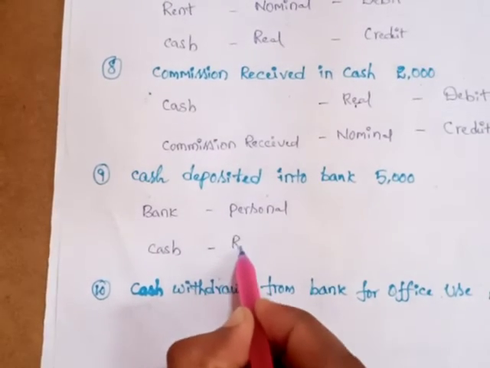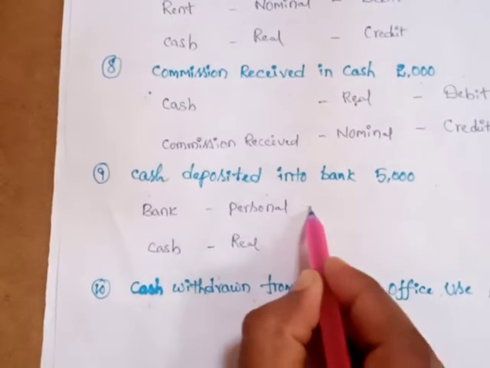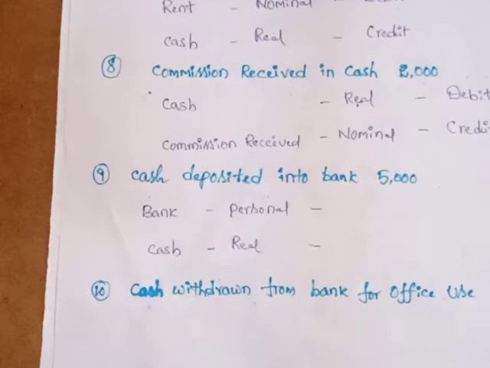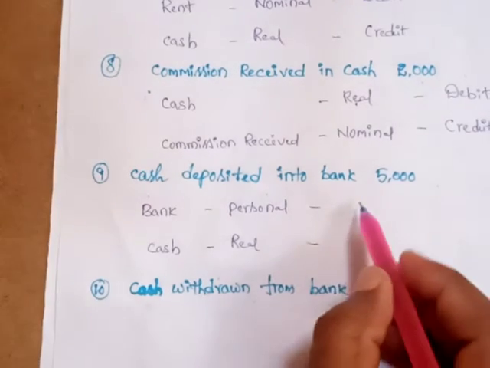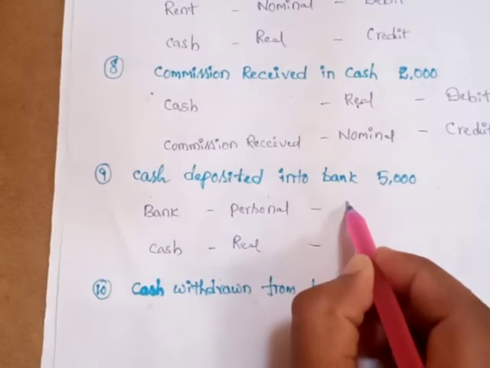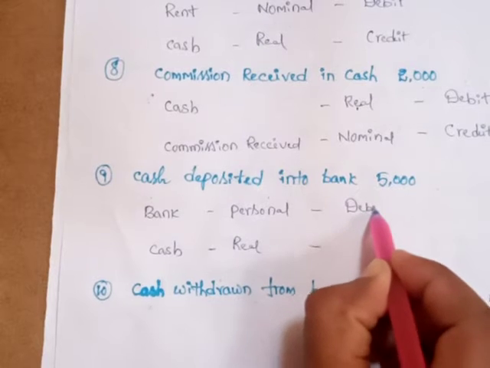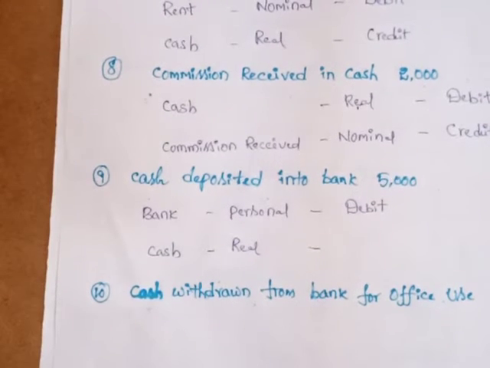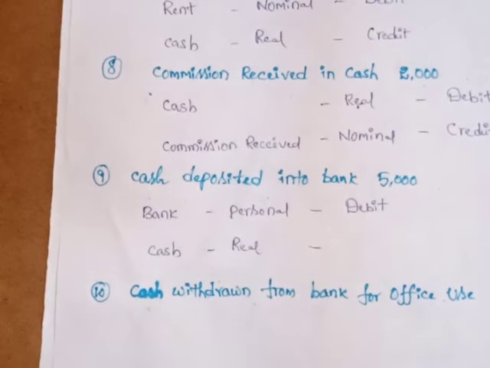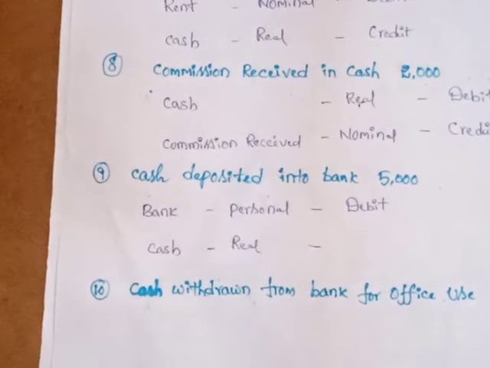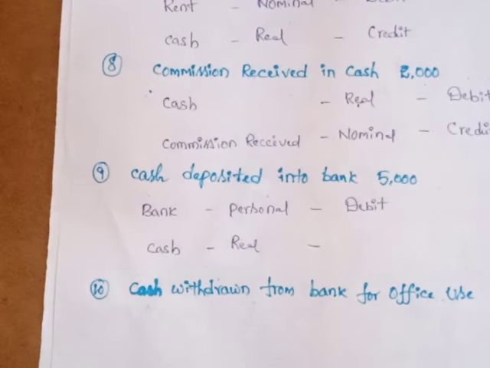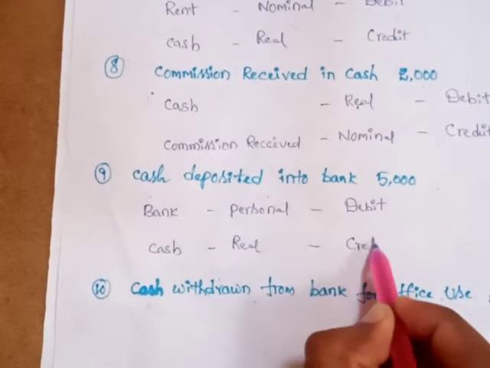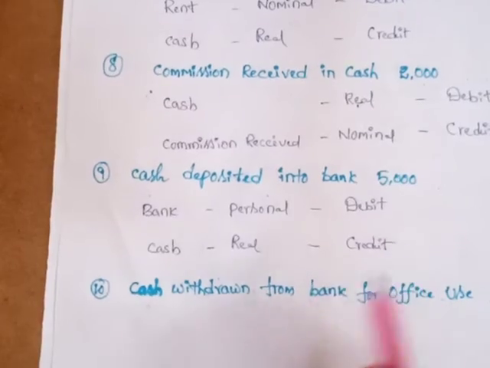Cash, asset, that's why real account. So here bank is a receiver. According to personal account, receiver will be debit. Next, cash. So when we deposit cash into bank, cash will go out from the business. According to real account, what goes out? That will be credit.